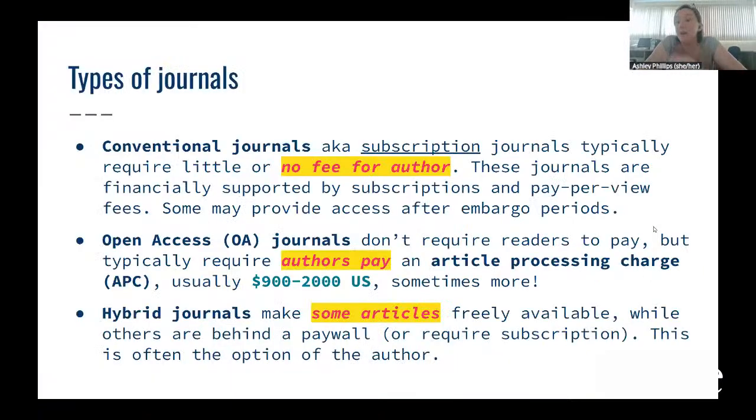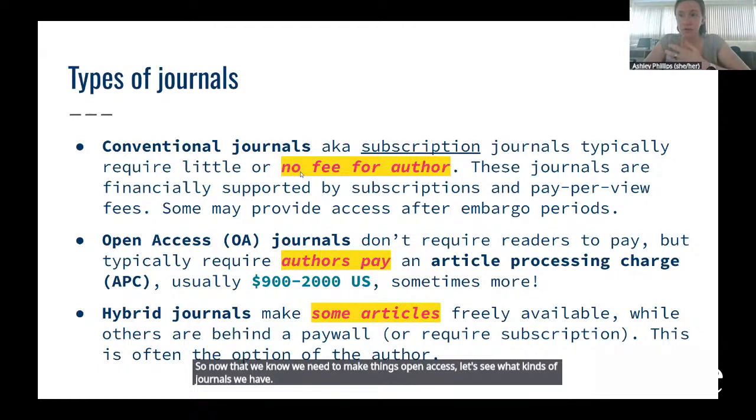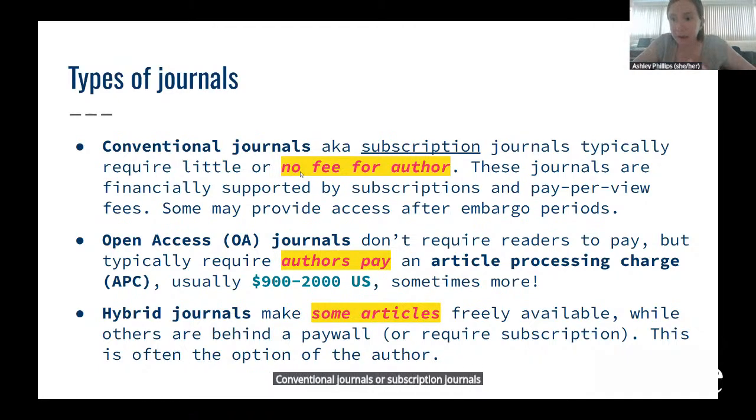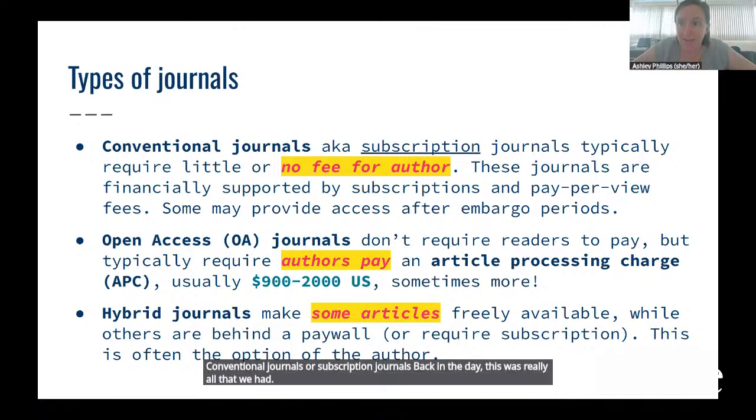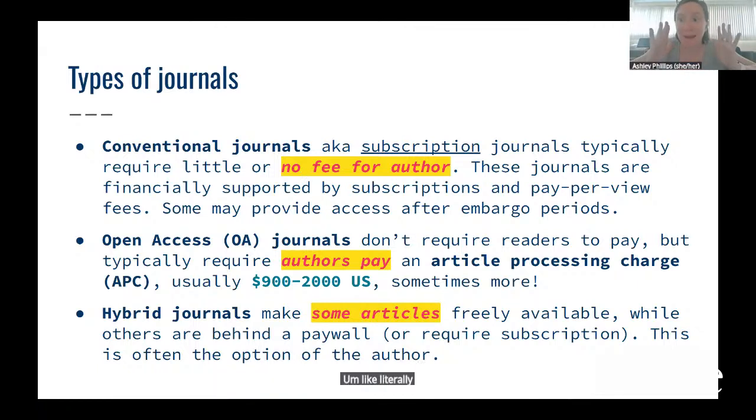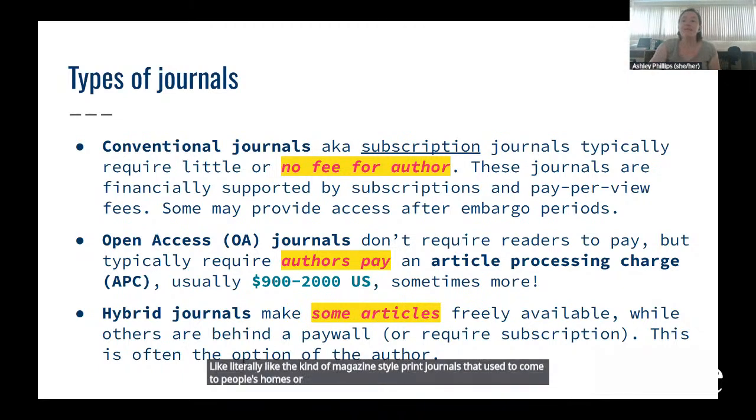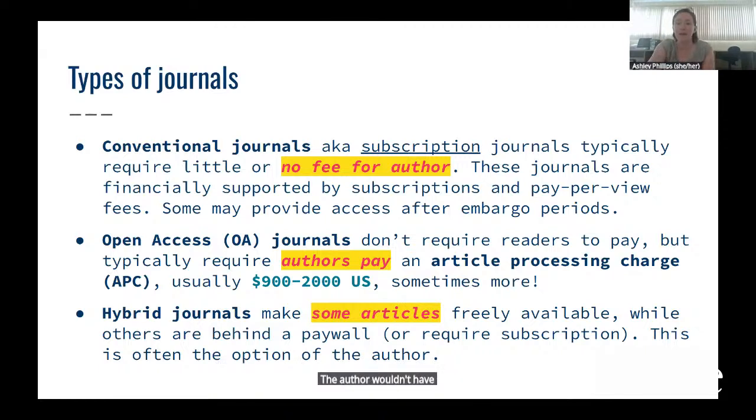So now that we know we need to make things open access, let's see what kinds of journals we have. Conventional journals or subscription journals, back in the day, this was really all that we had. Literally the kind of magazine style print journals that used to come to people's homes or offices because they paid to subscribe to them, or their institution, their university subscribed to them. So typically the authors didn't pay for those. And I say that in the past tense, but they still do kind of exist. The author wouldn't have paid for those, but the subscribers, the readers would.